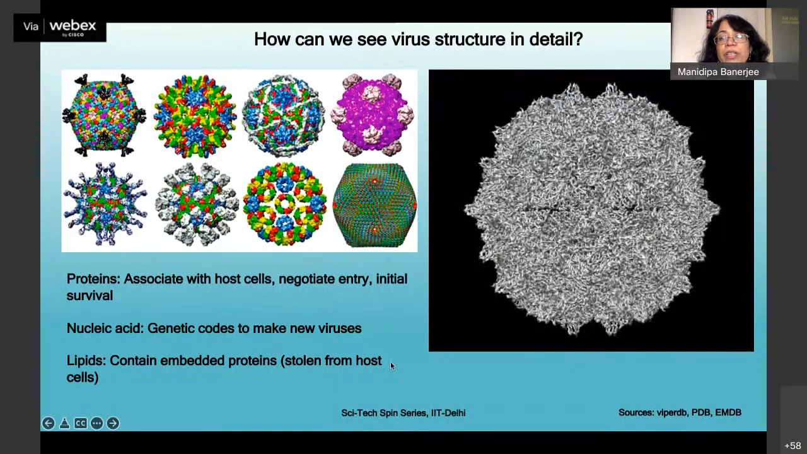So why do we need to see this? Why do we need to see this at this kind of detail? Why do you want to see this much detail of viruses?